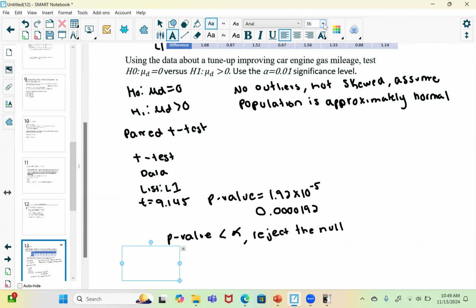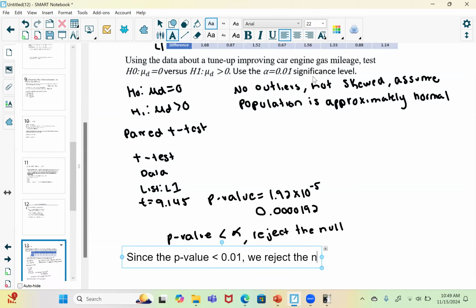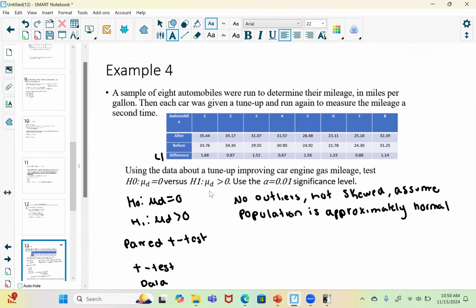And then when we interpret it, it's the same interpretation. So since the p-value is less than 0.01, we reject the null hypothesis and conclude that, okay. So we're looking at the difference in mileage. Okay, so again, mu d in this case is mu1 minus mu2. And mu1 is the after and mu2 is the before. So we're looking at the difference in the after the tune-up minus the before. Okay, so the mean of the after minus the before.